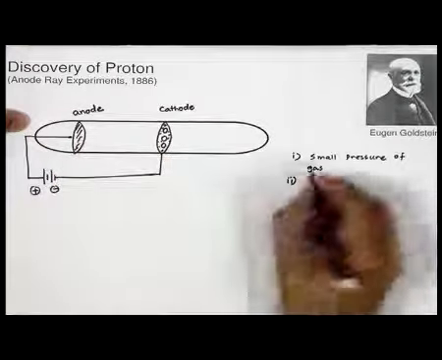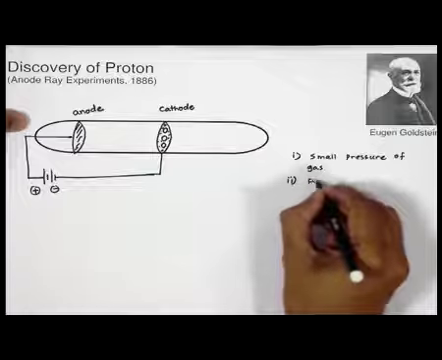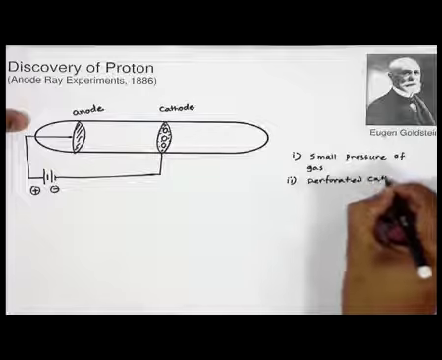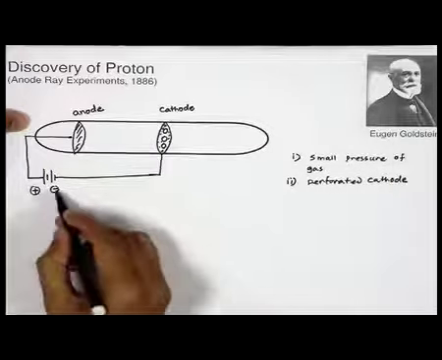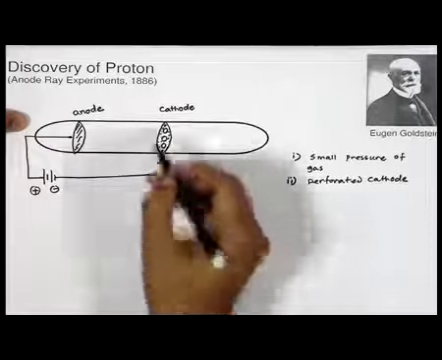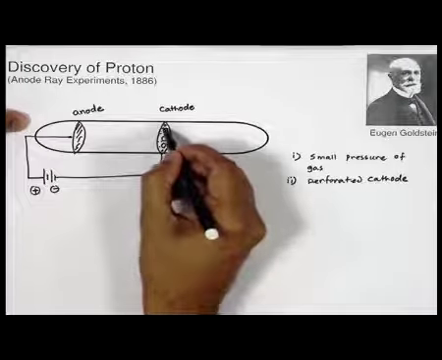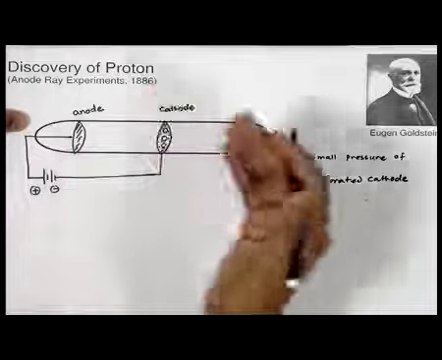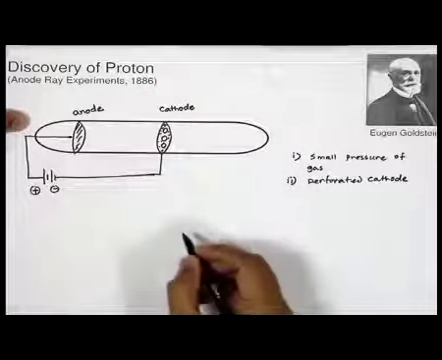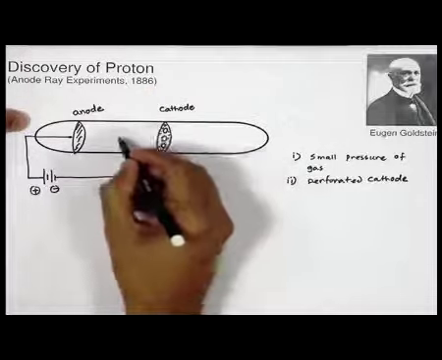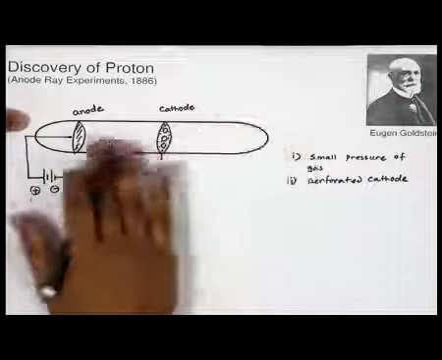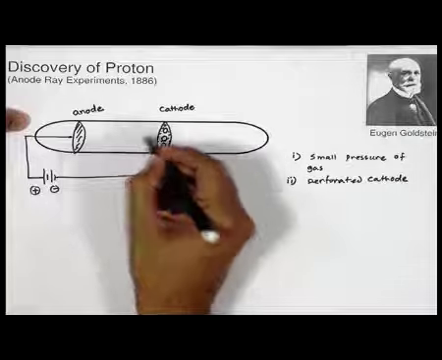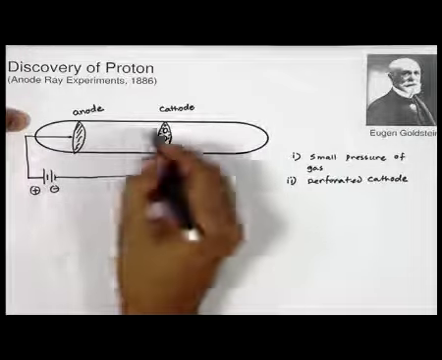So, the second change is that we have used a perforated cathode, and we are applying high voltage. When we apply high voltage, we know that cathode rays will start from the cathode and travel to the anode. These cathode rays consist of electrons, and when they come, they hit the gas molecules present in this glass chamber. When they hit these gas molecules, they ionize them.